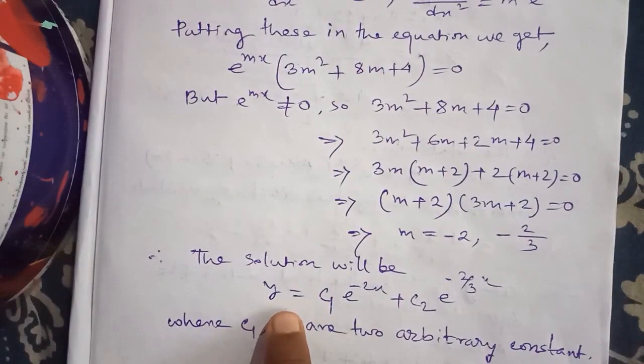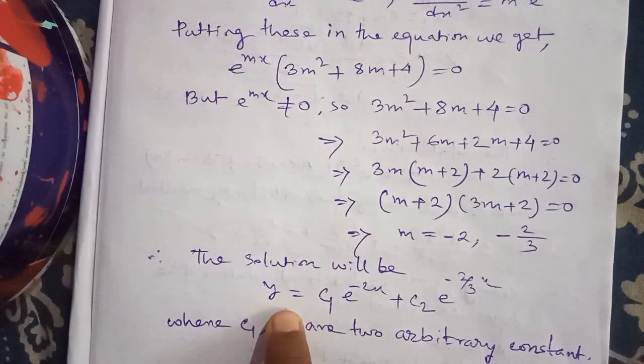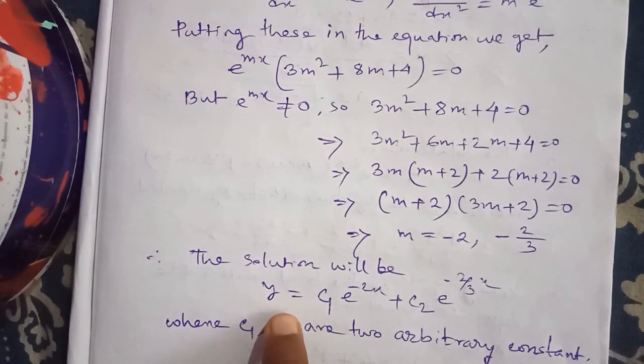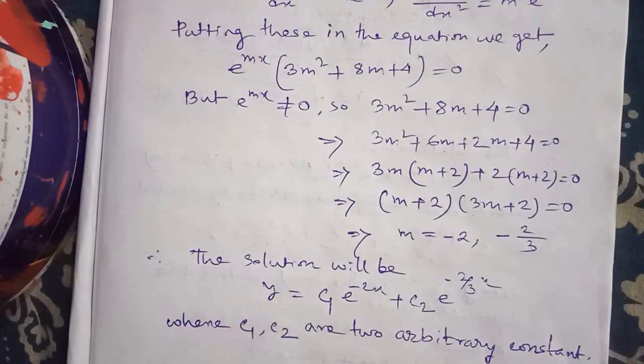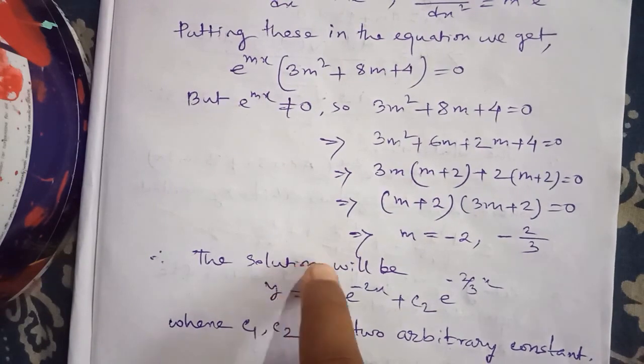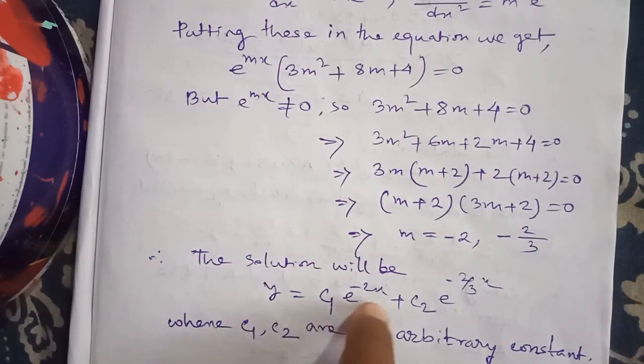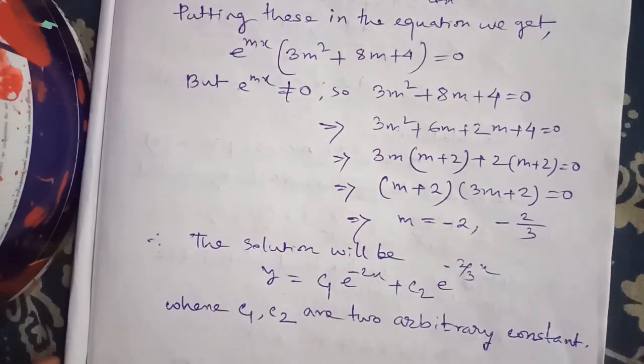We have already said that the solution pattern for any linear differential equation will be complementary function plus particular integral. The complementary function is found by making the right side 0. Now, if the right side of the main differential equation is 0, if there is no f(x), then the complementary function will be the general solution. So in this case, solution means general solution. The general solution will be y is equal to c1 e to the power minus 2x plus c2 e to the power minus 2 by 3 x, where c1 and c2 are arbitrary constants.